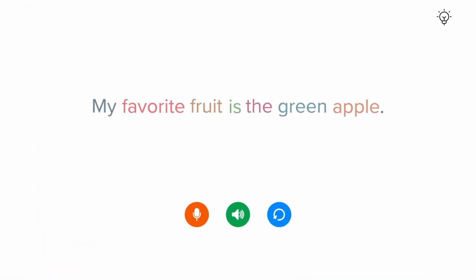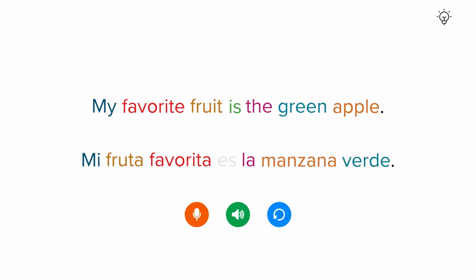However, in Romance languages, like Spanish, adjectives often follow the noun, as in mi fruta favorita or la manzana verde. Noticing how the order of colors differs between the two languages should help you pick up on rules like this one. Okay, so why does this help you learn?